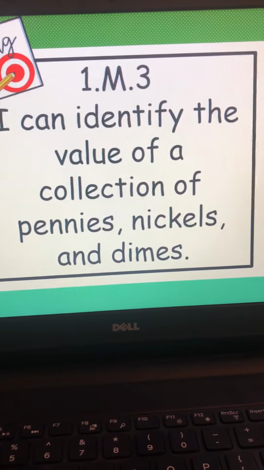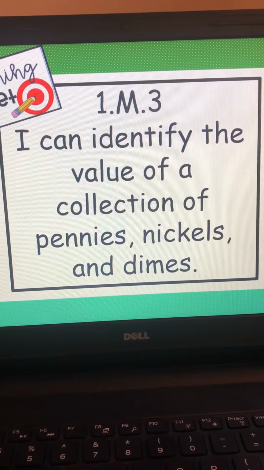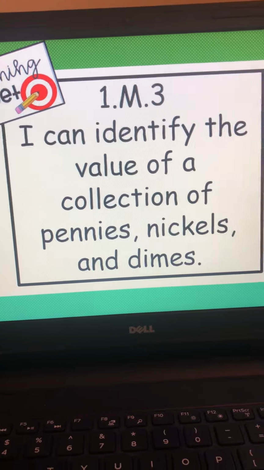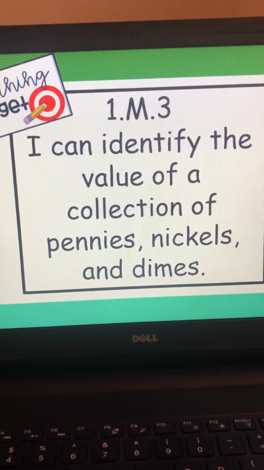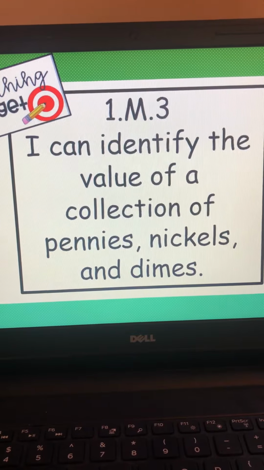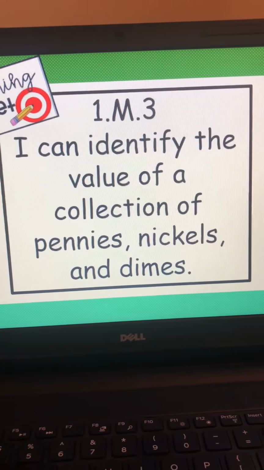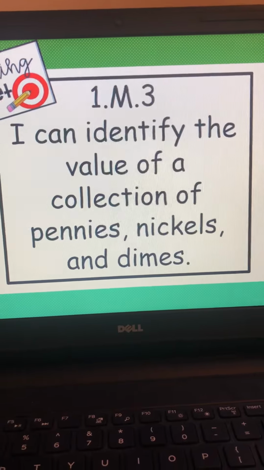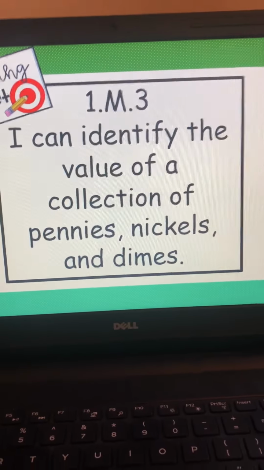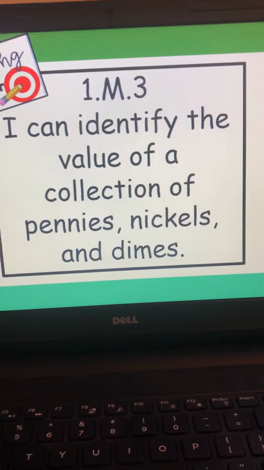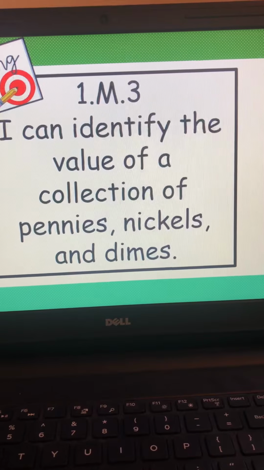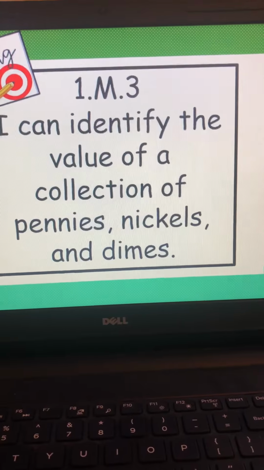Hey everyone. Last lesson in math, we learned about pennies and nickels and how to identify the value of a collection of pennies and nickels. We're going to do the same thing today, except we're going to add in one more thing, and that's dimes. So our goal today is I can identify the value of a collection of pennies, nickels, and dimes.